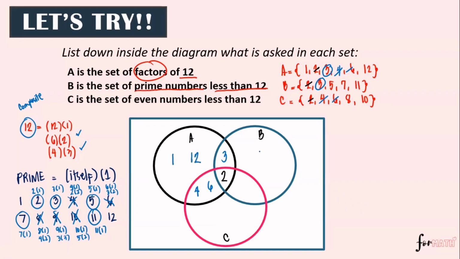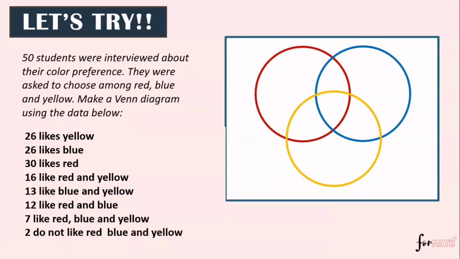And then for set B, ang natira na lang ay 5, 7, at 11. And for set C, ang natira na lang ay 8 and 10. Okay? So that's how we use the Venn diagram. So from here, makikita mo kung ano yung mga common sa ating set A, set B, and set C. Okay? Let's try this example.